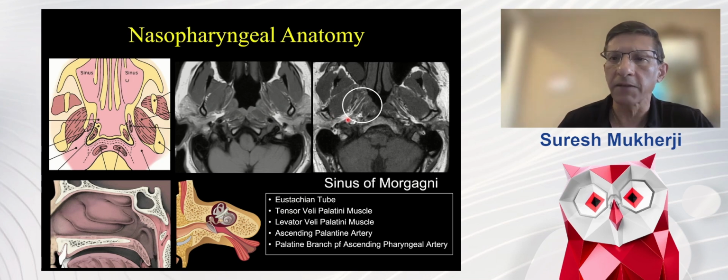Now, when you're looking at the nasopharynx, there's more intricate anatomy. There's a famous little defect located within the pharyngobasilar fascia called the sinus of Morgagni, and it has a couple of important implications.